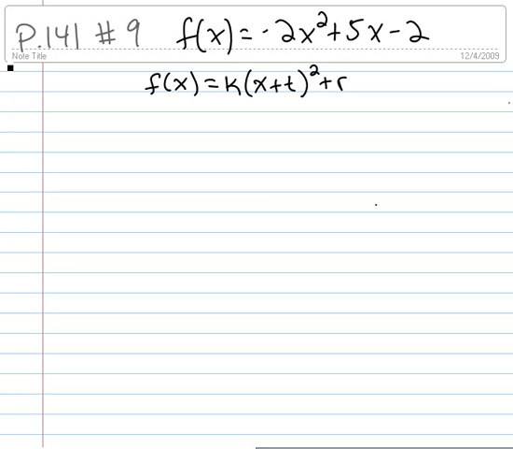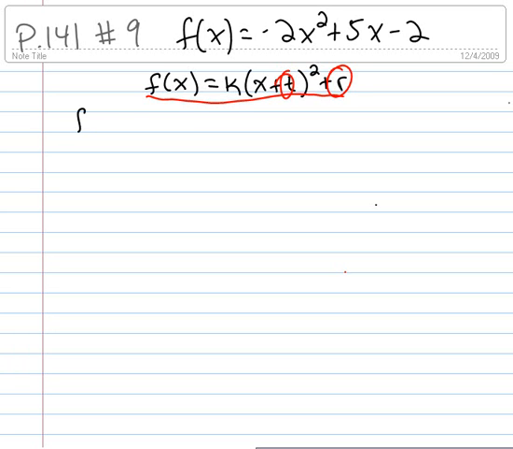Okay, we're looking at problem 141, number 9, and you see the problem here. We want to put f of x equals negative 2x squared plus 5x minus 2 in this form, okay? And then we'll be able to easily find the vertex, this number and this number, and then we'll use our calculator, the quad program, to find the roots, and then we'll sketch a quick graph of it, okay?